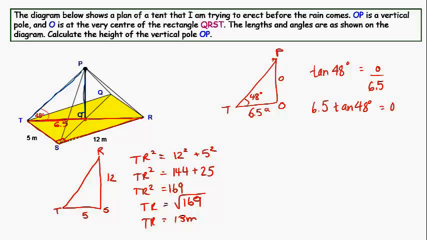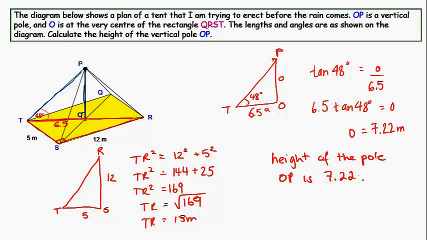And putting that in my calculator to 2 decimal places, I get that OP is 7.22 meters. Okay, so that means that the height of the pole OP is 7.22 meters.